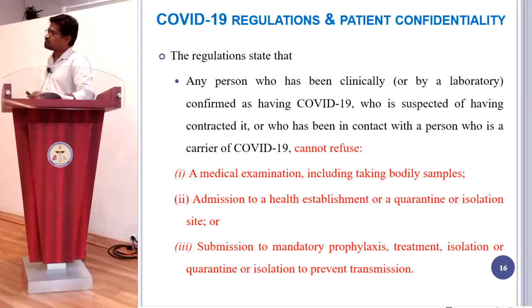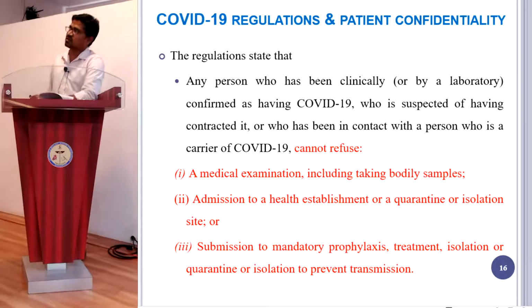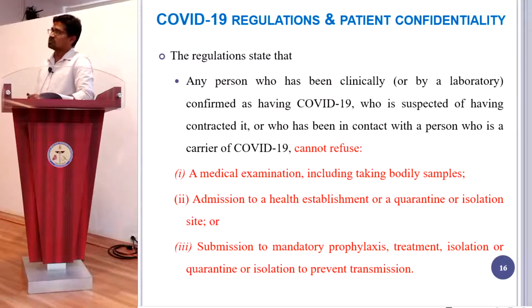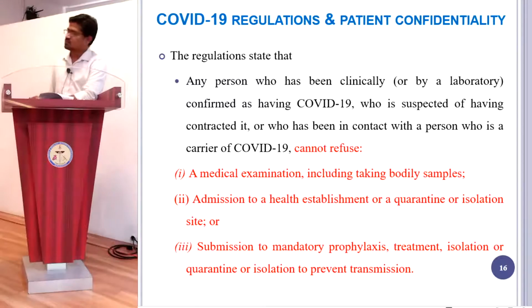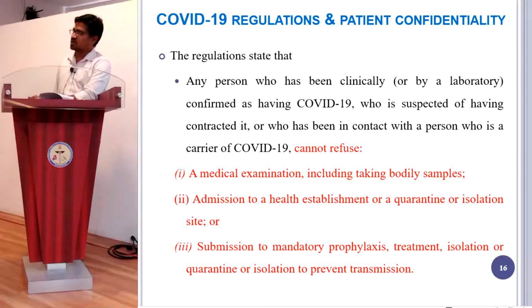So this is a recent scenario, the rule of COVID-19 regulations on patient confidentiality. The regulations state that any person who has been clinically or by laboratory confirmed as having COVID-19, who is suspected of having contracted it or who has been in contact with a person who is a carrier of COVID-19 cannot refuse a medical examination including taking body samples, and second one, admission to a health establishment or a quarantine or isolation site, and submission to mandatory prophylaxis treatment, isolation or quarantine to prevent the transmission.